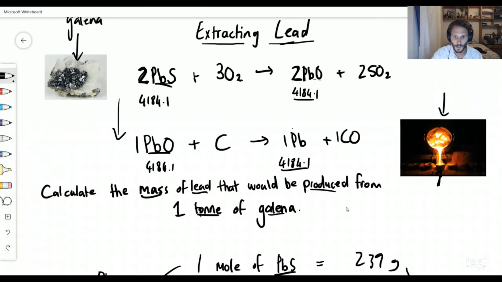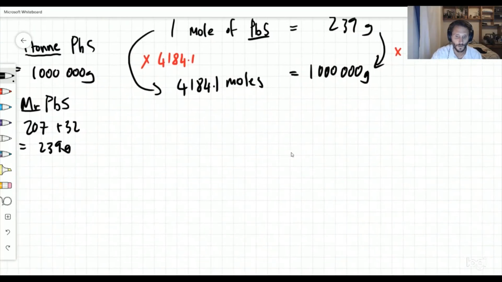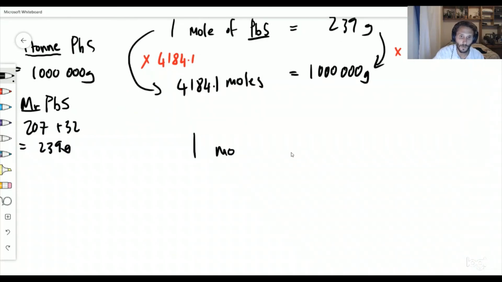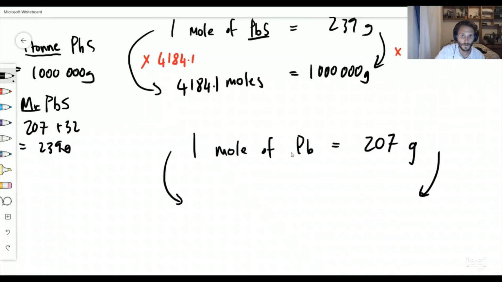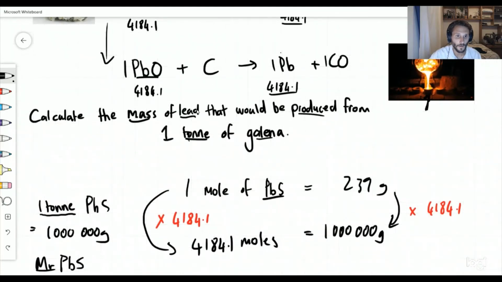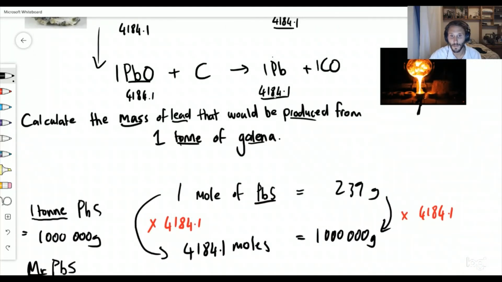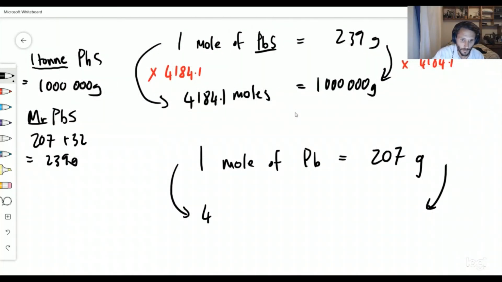So we're going to do some clever maths now. Watch this, you guys have done this with me. 1 mole of lead is what? I think it was 207, right? 207 grams. So we're going to do some multiplication. How many moles did we have of lead? Remember, let's go back to the equation. 4184.1 moles of lead oxide makes 4184.1 moles of lead.